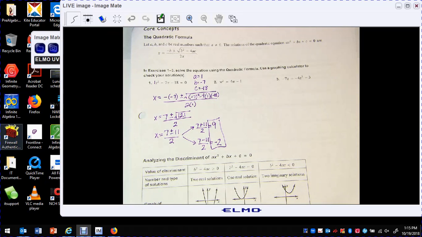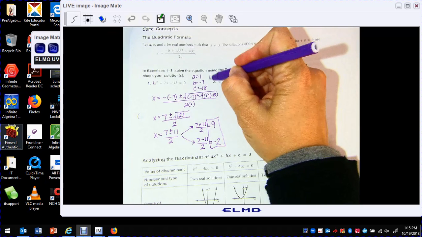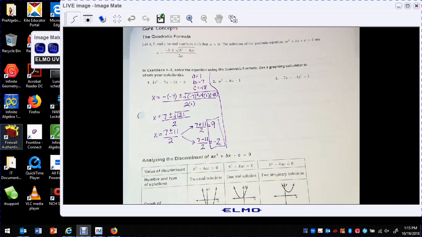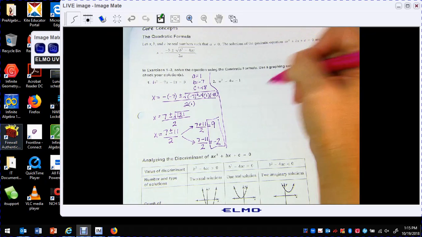All right, I'm going to do this next one in a different color because I kind of went a little big there. All right, so the problem with this equation to start with is that it is not equal to 0. So I'm going to get it equal to 0 by moving everything.